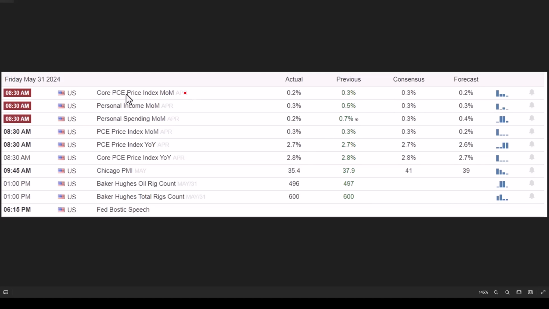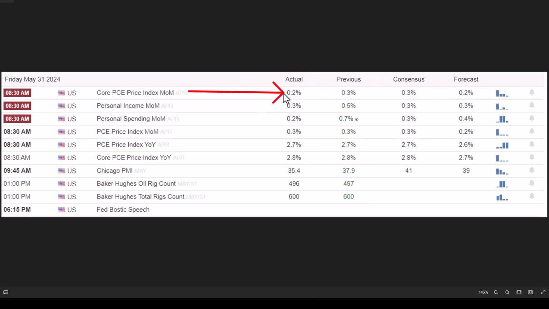But if we just take a look, right in here, this PCE is definitely something that I wanted to pay attention to. And I think everybody paid attention to it on that day, right? So for us, what does this really mean? It means, are prices coming down? And if they're not coming down, then that's a problem. But here, you came in at the actual 0.2. Okay, and then we put 0.3, and consensus was what? 0.3, and here was your forecast.